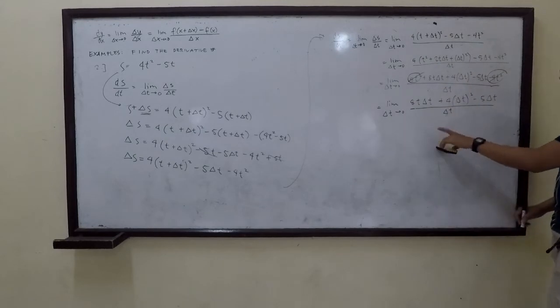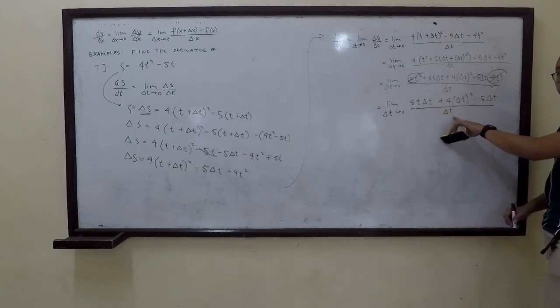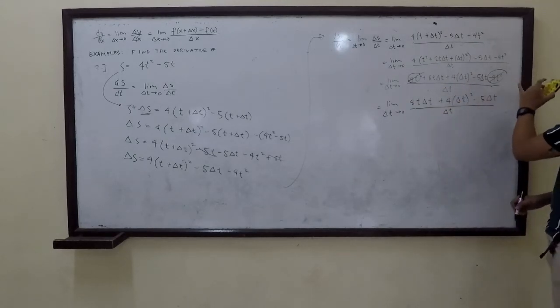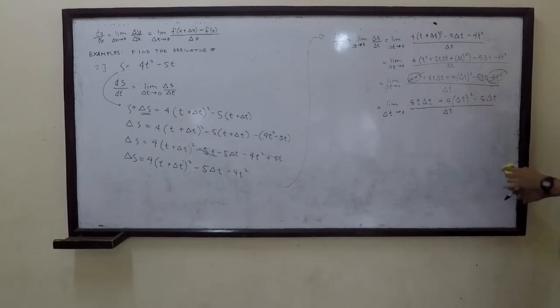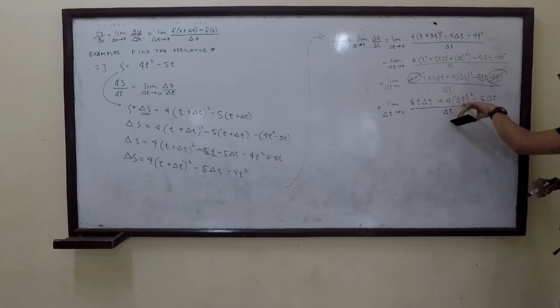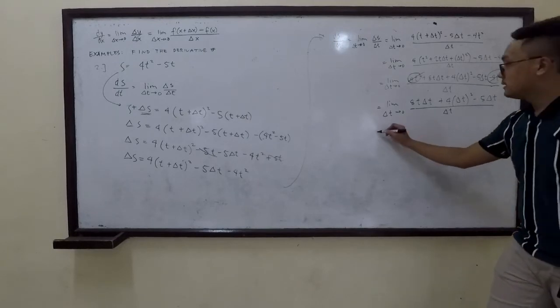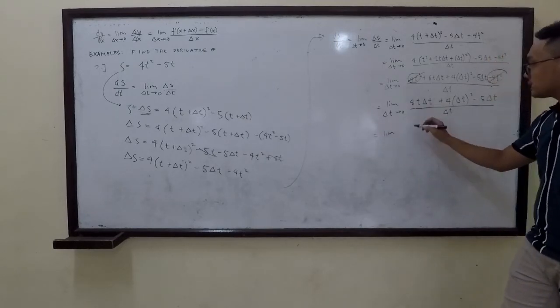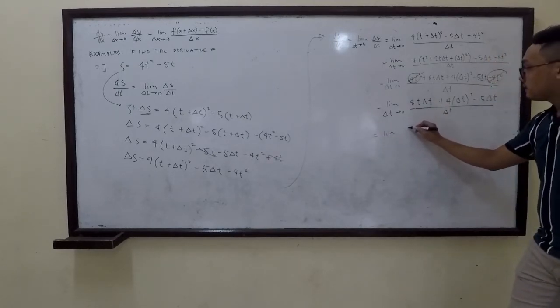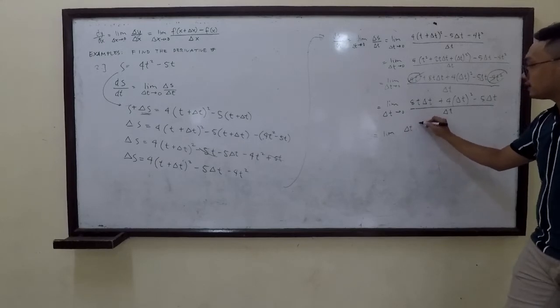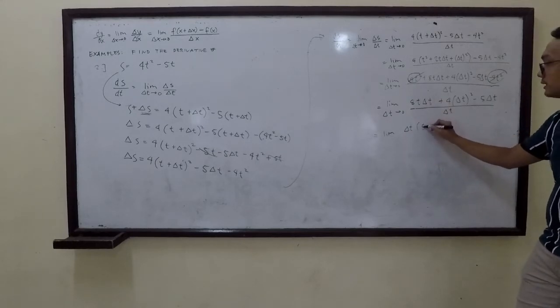So once again, hindi pa natin magamit ang 0 because 0 would be undefined. So hanapin natin ang common sa numerator. So may notice again na si delta t, delta t, delta t. So factor out delta t. So delta t, open parenthesis, this is now only 8t.